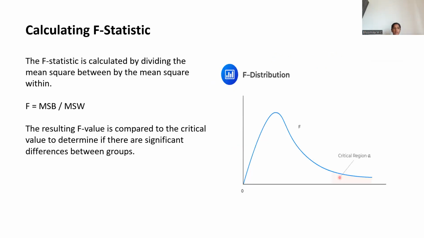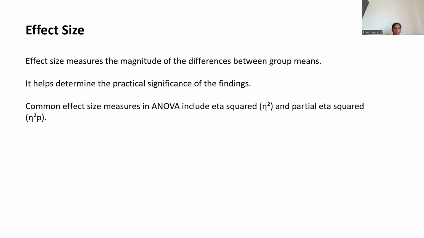Calculating the F statistic. The F statistic is calculated by dividing the mean square between by the mean square within. F equals MSB divided by MSW. The resulting F value is compared to the critical value to determine if there are significant differences between groups.